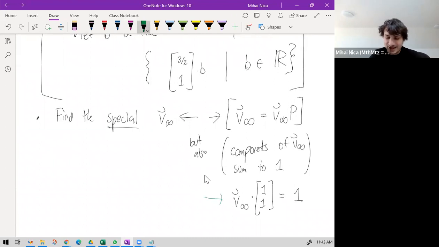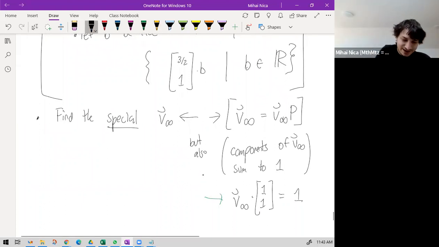This kind of thing is how computers speak. Computers speak very well in linear algebra, so you should get used to thinking of things like this. But in our case, we have this special extra equation that a plus b has to equal 1.